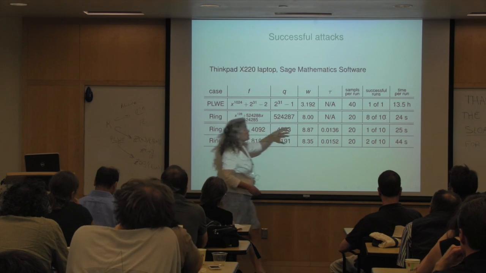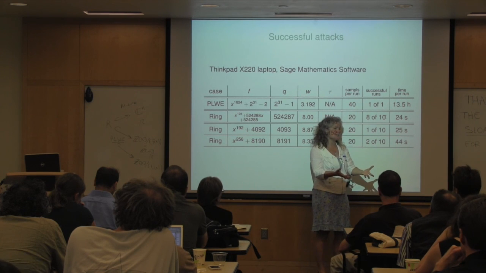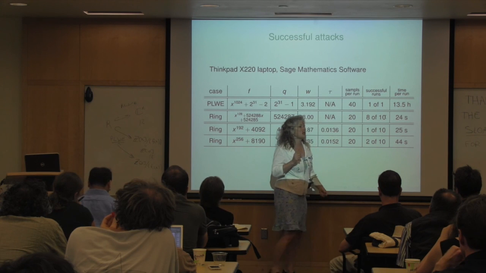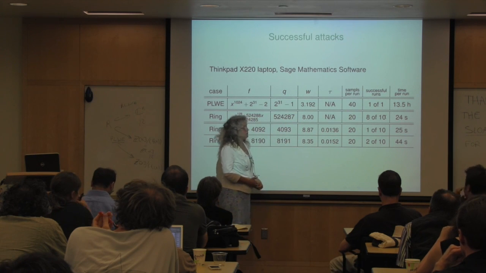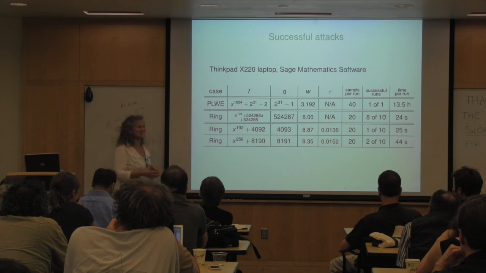No, this is the runtime for the attack. So this is once you've been given the samples, how long does it take you to attack it? It doesn't include the time to generate the samples. That's a good point, though. Maybe you should have put an extra column for the time to generate samples, and you would see it would be reversed.